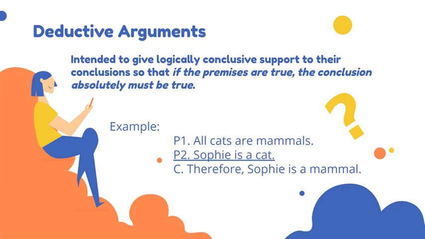So here's a simple example. All cats are mammals. Sophie is a cat. Conclusion, therefore, Sophie is a mammal. So the idea here is that assuming this is true, and assuming this is true, this necessarily follows. If it's true that all cats are mammals, and if we stipulate that Sophie is a cat, it follows necessarily that Sophie is a mammal.